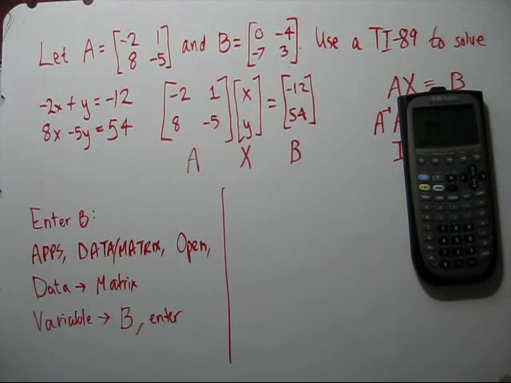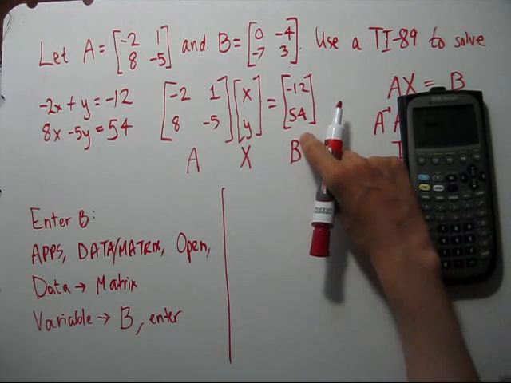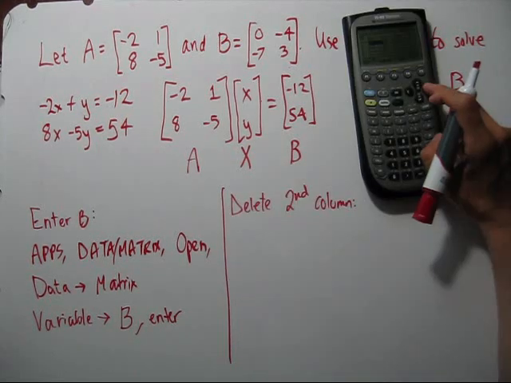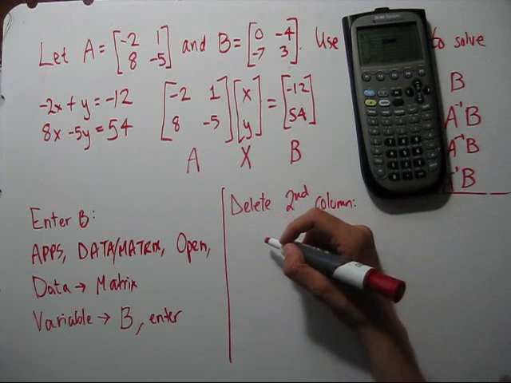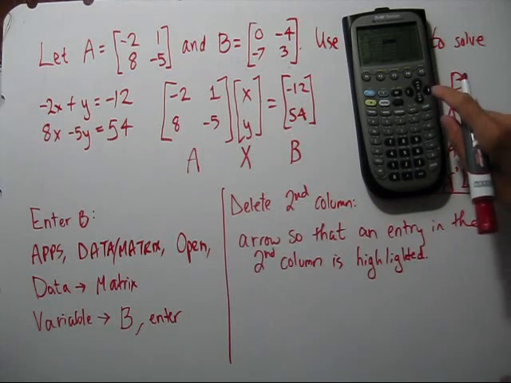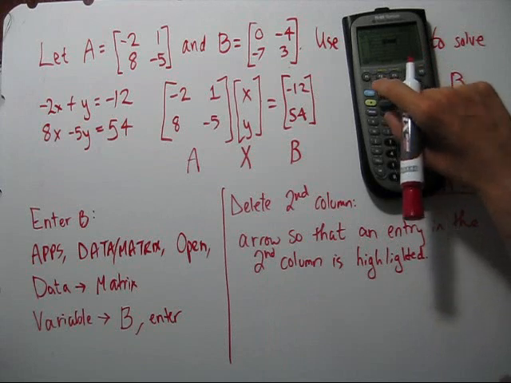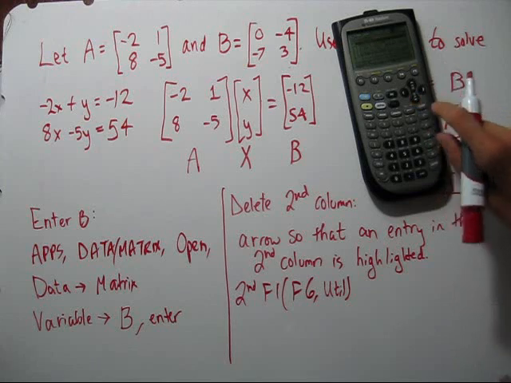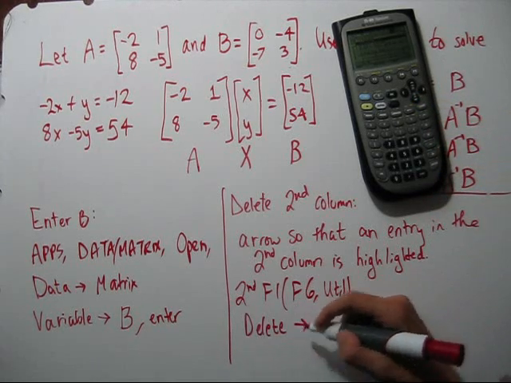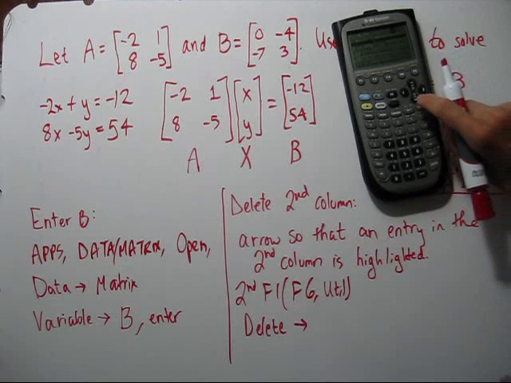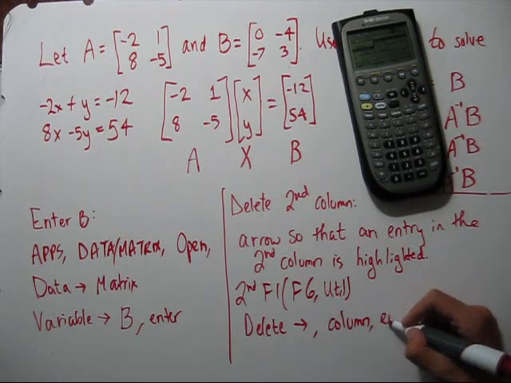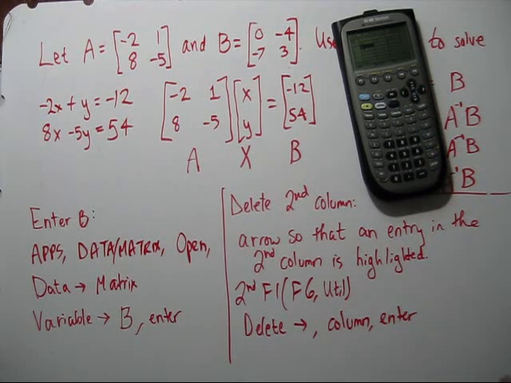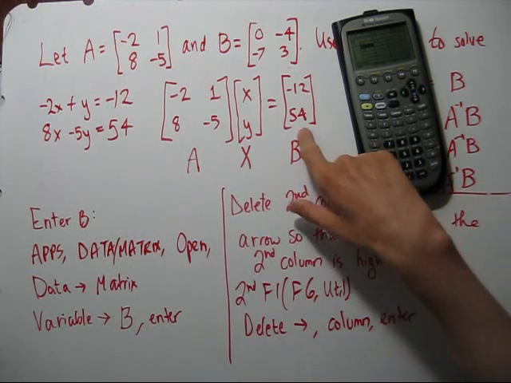The matrix we had before was 2 by 2, but B is a 2 by 1 matrix. We need to delete the second column. So right arrow over to the second column, and then you go to F6, which is second F1. And F6 is utility, and then arrow down to delete. The right arrow to see the menu on it, and go down to column and hit enter, and it should be gone. So now we have the 2 by 1 like we like, and go ahead and put in -12 and 54.